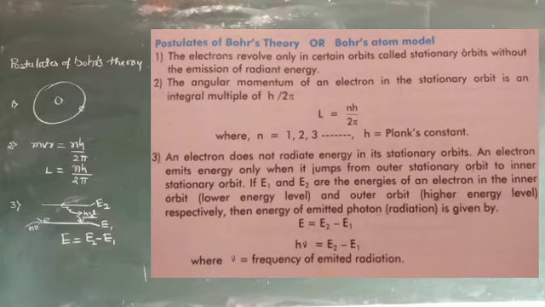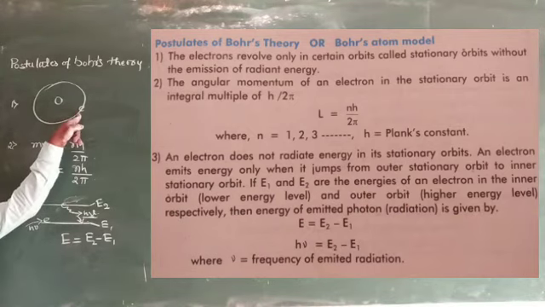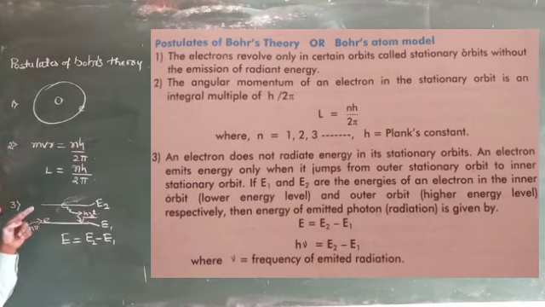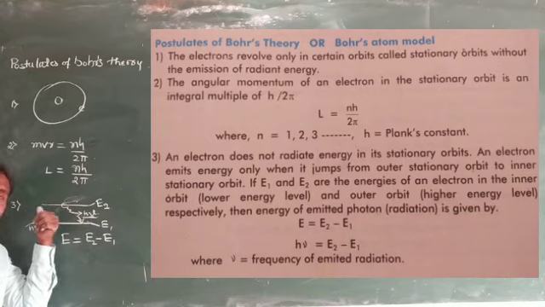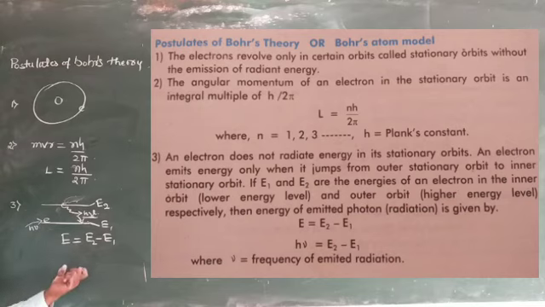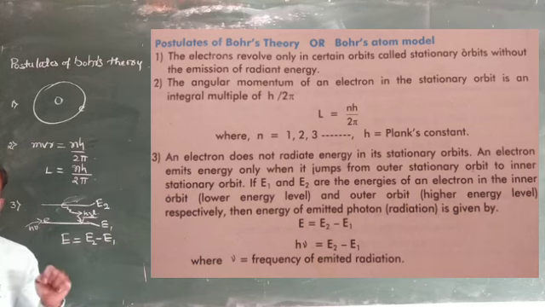Suppose the electron is present in a particular orbit, it does not emit any transition energy. But when the electron travels from a higher energy level to a lower energy level, or outer orbital to inner orbital, it emits energy. This is the transition energy, E is equal to E2 minus E1. Okay, so these three we consider Bohr's postulates.